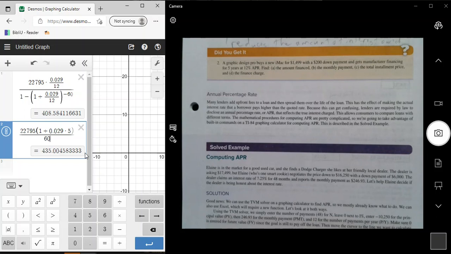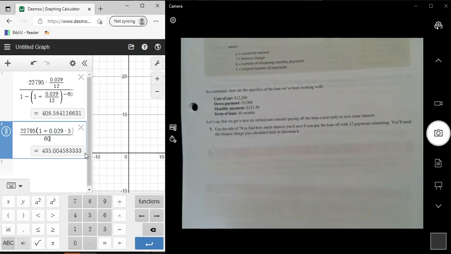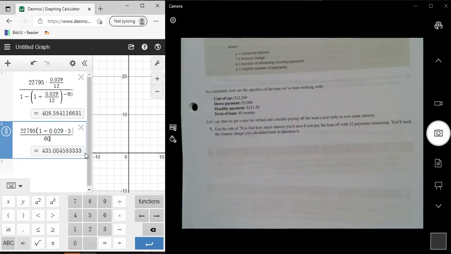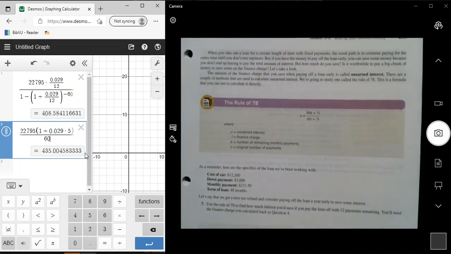The mathematical procedures for computing APR are pretty complicated. So we're going to take advantage of built-in commands on a TI-84 graphing calculator for computing APR. This is described in a solved example. Okay, now we're not necessarily using the TI calculator here. If you want to use the TI calculator, again, it's on page 292. You can use this at your leisure. The beginning of this was actually on page 290, but we're mainly using Desmos. So we'll go right over here to page 293.